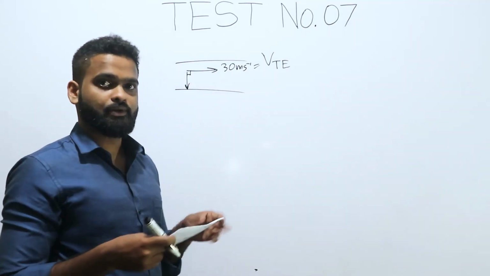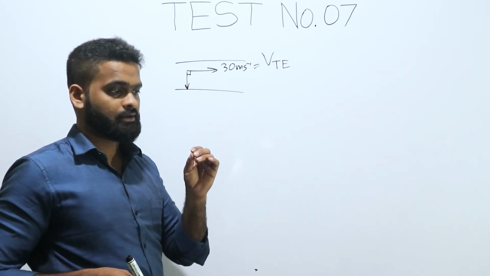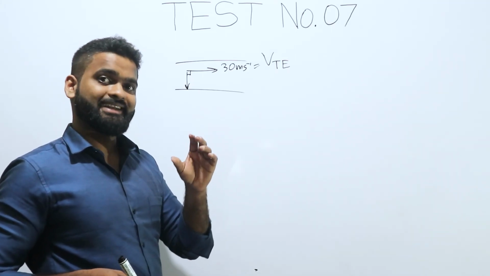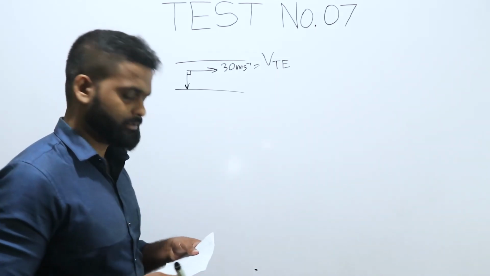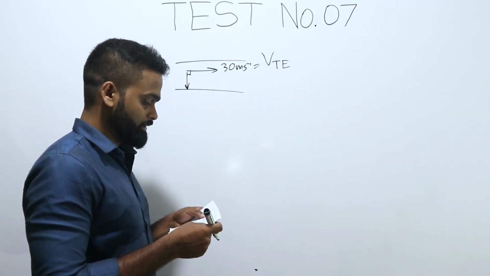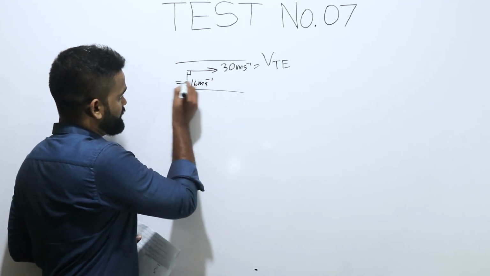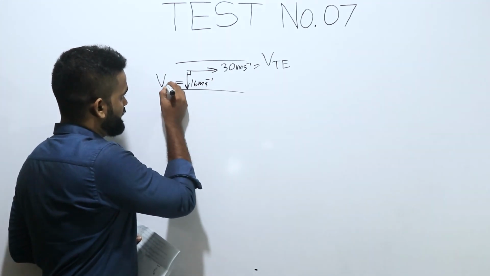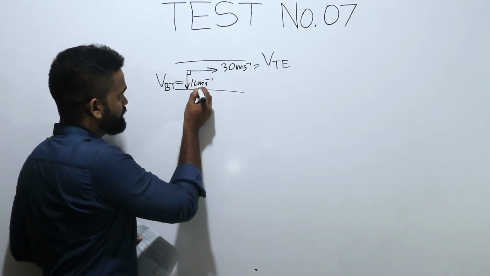For this velocity, you have to remember that they don't always mention it, but it should be relative to the train. This velocity is relative to the train, not relative to Earth. So that velocity is given as 16 meters per second. So this velocity V is the velocity of the ball relative to the train.